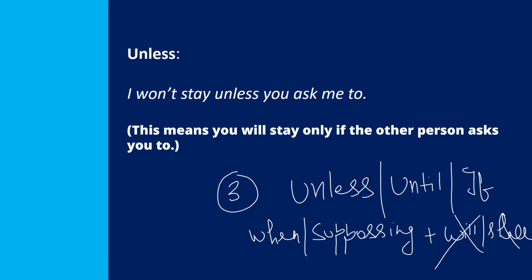I can't speak like this: unless you will work hard, you can't succeed. This is absolutely incorrect. Unless you work hard would be correct. So there are three concepts basically. First of all, until and till denote time range, while unless denotes condition.